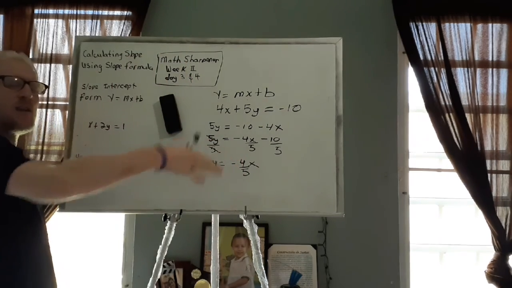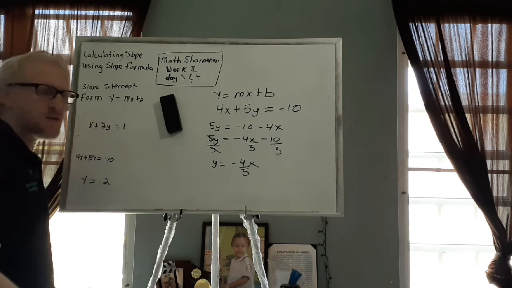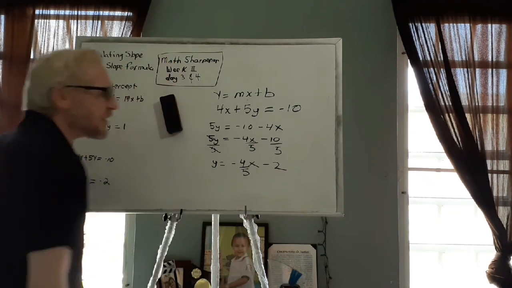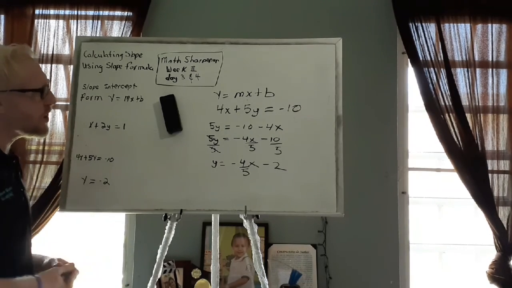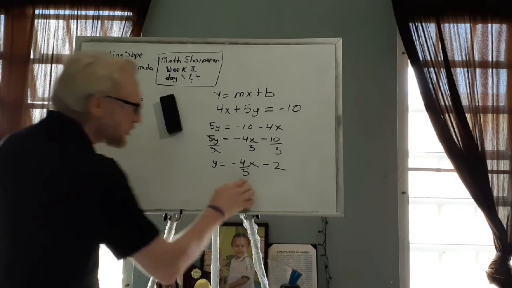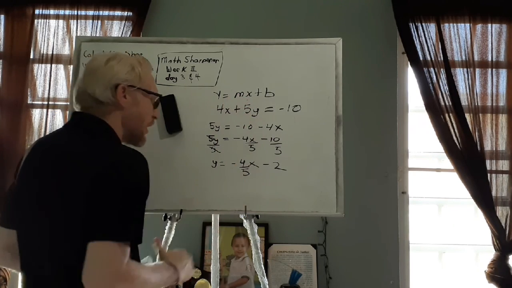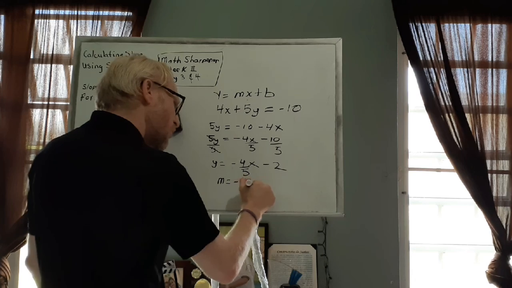And then negative 10 over 5. Now, I can divide that because 10 divided by 5 is 2, and since it's negative 10, it is minus 2. And that's it. Now, one thing that I need to do is not just rearrange it, but identify the slope. So the slope is actually going to be the negative 4 over 5. So m is negative 4 over 5.